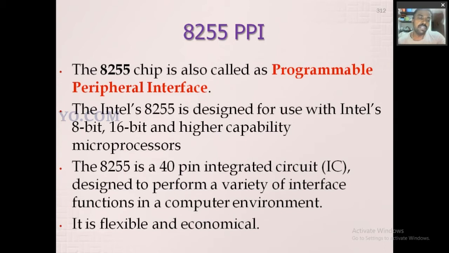Okay, the 8255 is designed for use with Intel 8-bit or 16-bit and higher capability microprocessors. This 8255 is mainly designed to communicate or connect with 8-bit or 16-bit or high capability Intel microprocessors. The 8255 is a 40-pin integrated circuit designed to perform a variety of interface functions in a computer environment. It is flexible and economical. Okay, so in an old motherboard we can see this 8255 parallel peripheral interface IC.